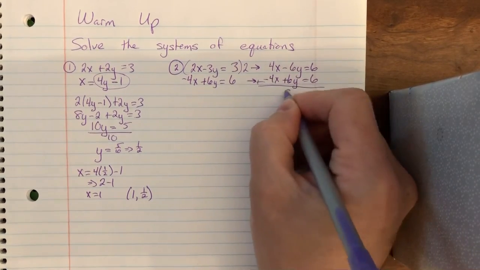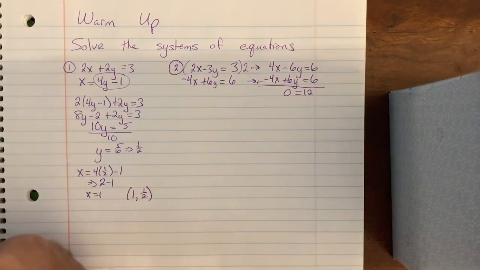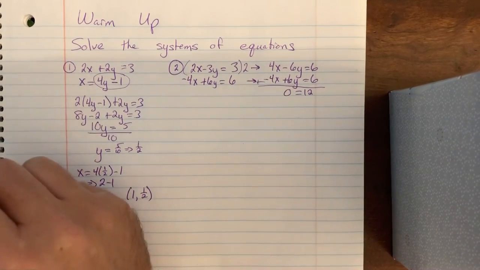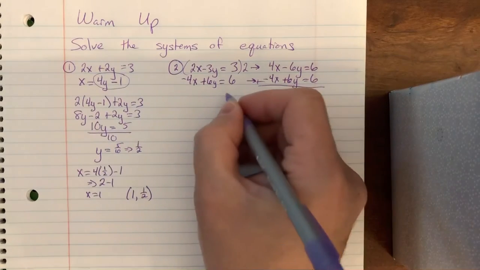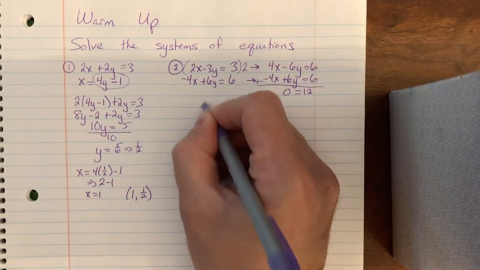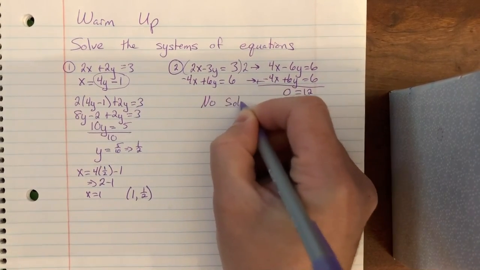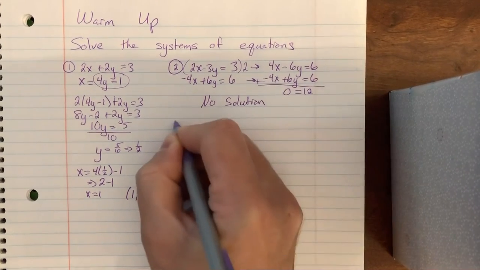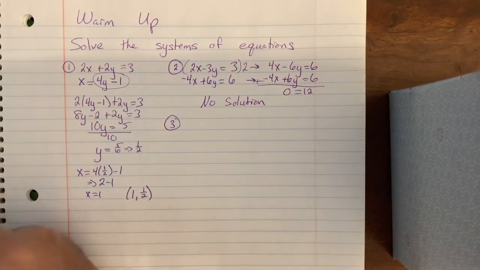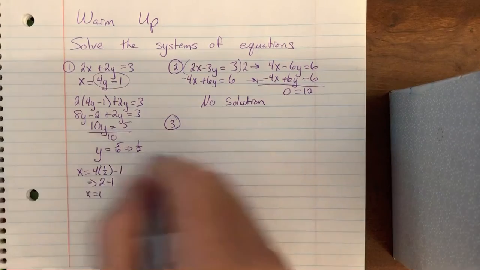When we add the equations together, we get 0 equals 12. 0 cannot equal 12, so therefore we know the system of equations has no solution. That means that the lines would be parallel.